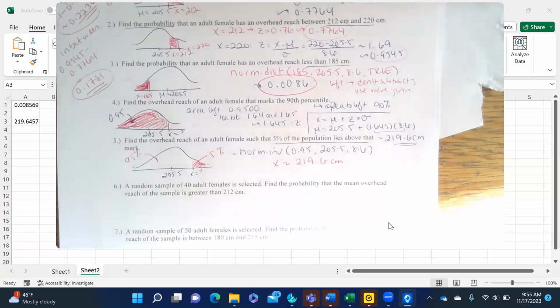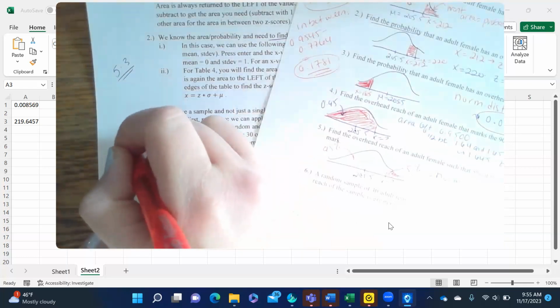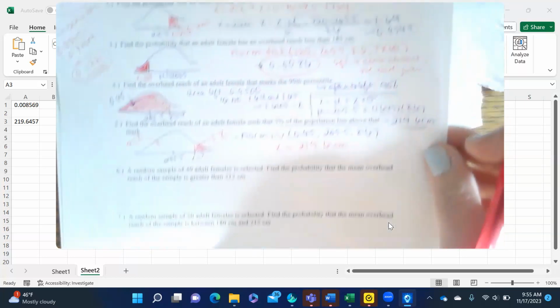I'm going to stop this video here. You can take a break if you want, or you don't need to, and then we'll go to the last three questions. The last three questions are going to be this part here, which is section 5.4. It's going to be similar to what we just did, but a little bit different, with some minor changes.